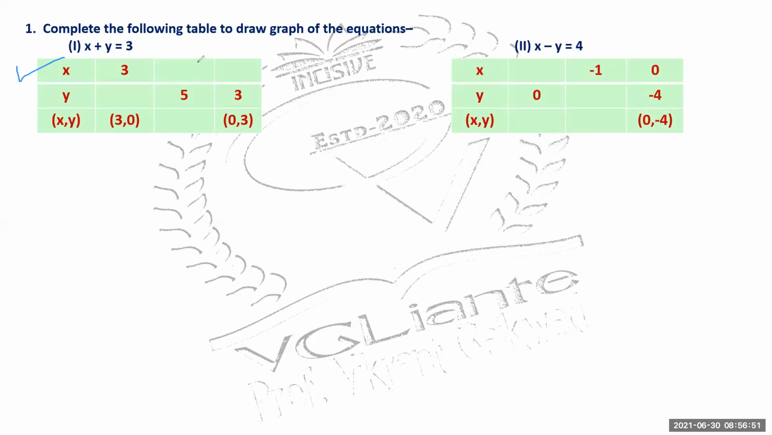Understood? This preparation of the table is very important because unless and until you don't get this table right, okay, you're not going to get the correct answer. So this is very important. You have to remember this thing. Now check, your equation is x plus y equals to 3. What is the equation? x plus y equals to 3.